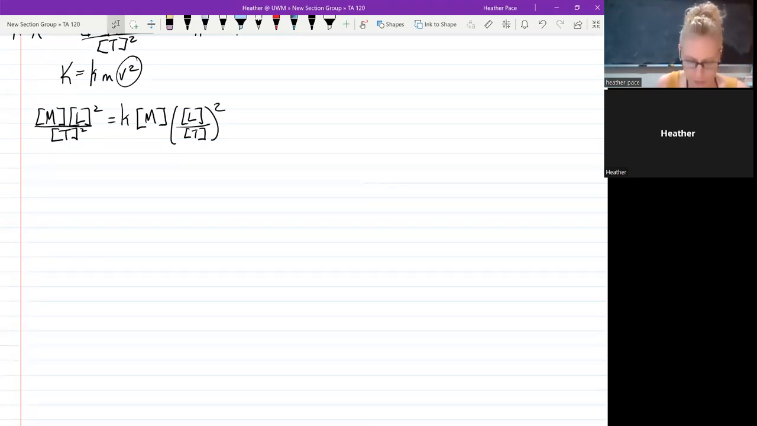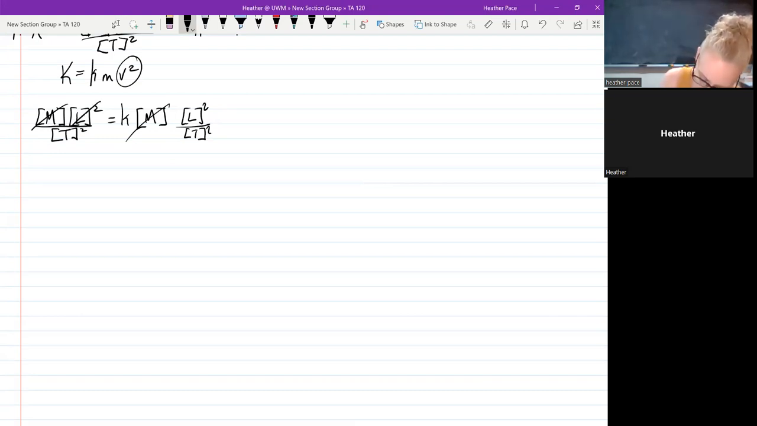On both sides, we can cancel what we have on both sides. So we can see that we have 2 M's, so we can cancel those. And we see that if we take the bracket away and we move it inside, we can cancel L. Okay, and we can also cancel the T. So what does that mean? We're left with nothing on the left-hand side. So what that means is K, little k, is dimensionless.